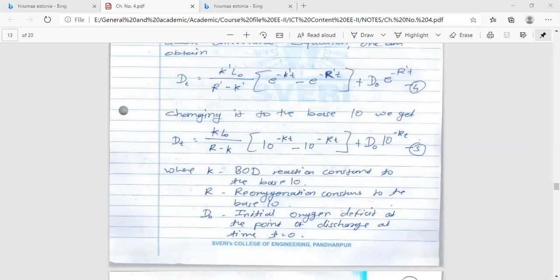Okay, Priyanka's answer is 7.15. So maybe the difference is only in the digits. So the final answer is 7.16 milligram per liter for the critical dissolved oxygen deficit. Okay, I will go back to the page. Back to the question now.